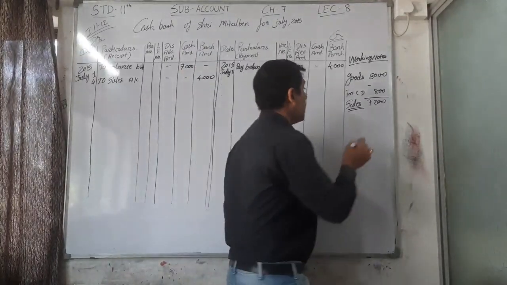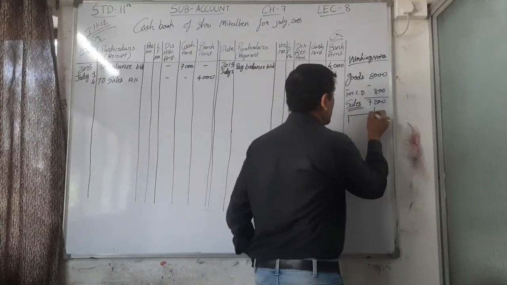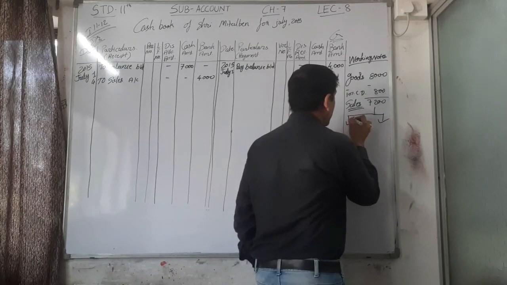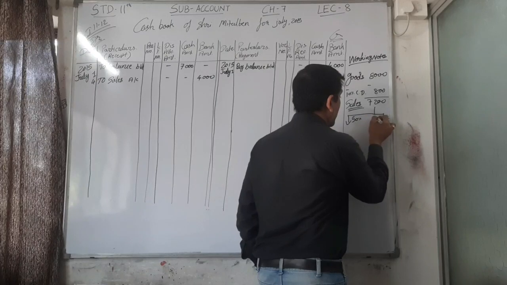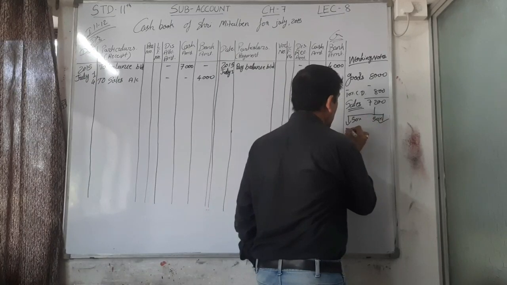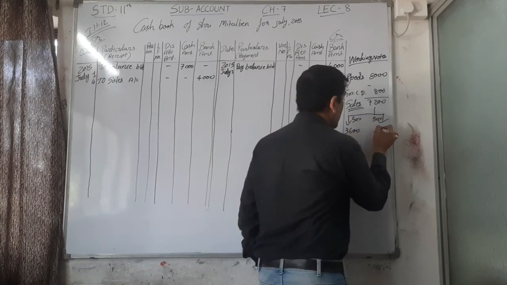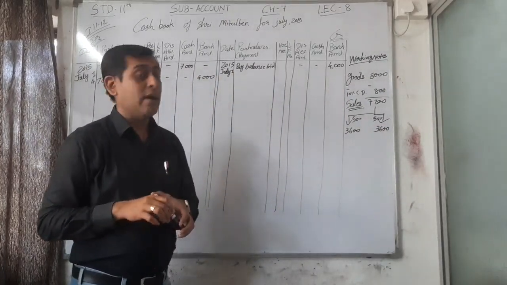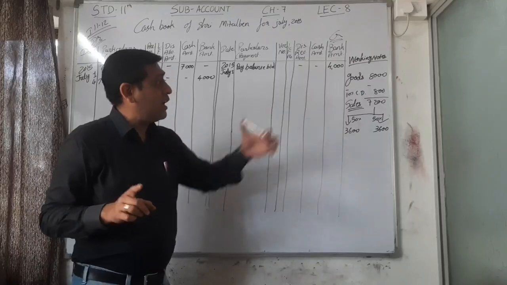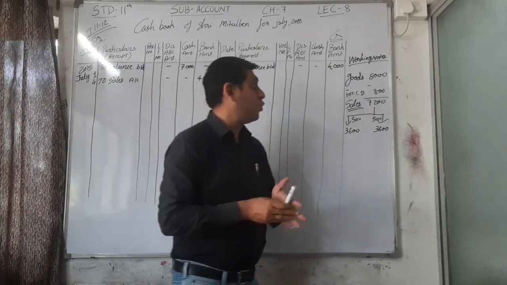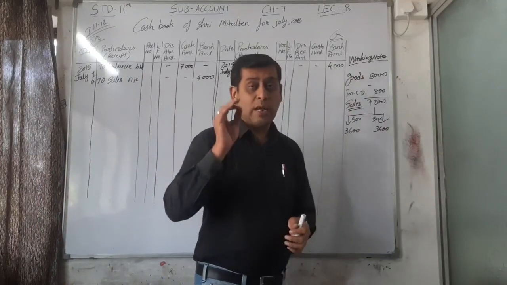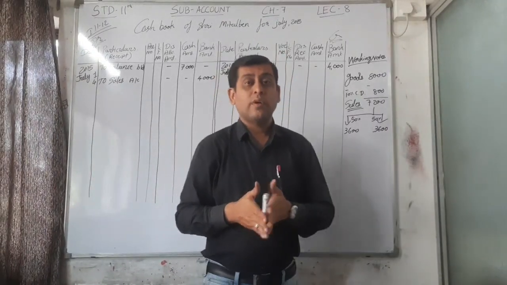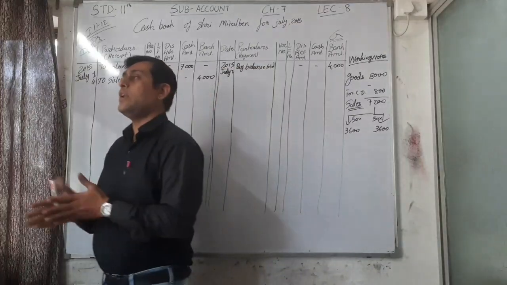So what is the sales? Here the half amount we received in cash and the remaining in check. So here 3,600 received in cash, 3,600 received by check, and the 800 is the discount. So this is the working note, and write down the journal entry for this, in the working note.